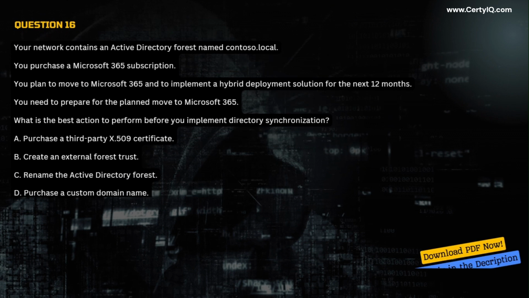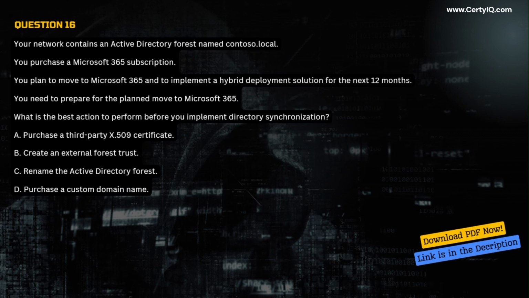Question 16. Your network contains an Active Directory forest named contoso.local. You purchase a Microsoft 365 subscription. You plan to move to Microsoft 365 and to implement a hybrid deployment solution for the next 12 months.